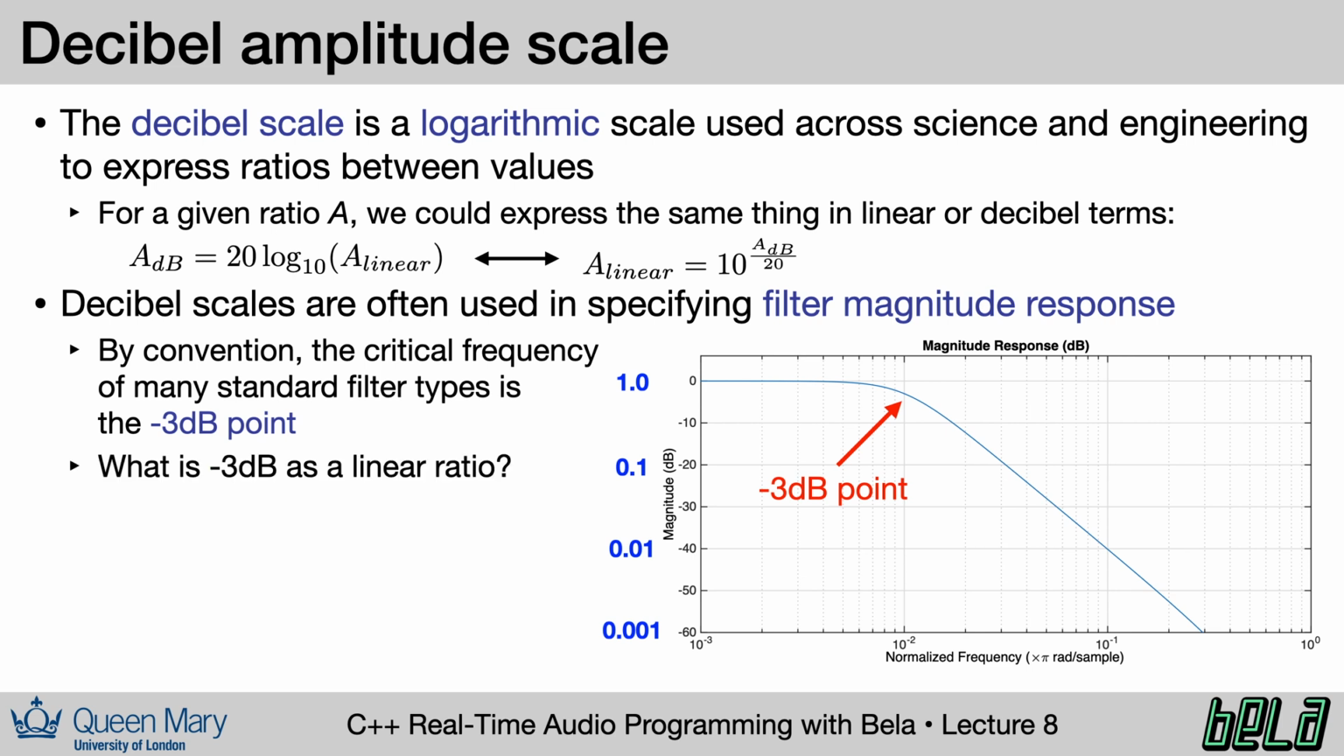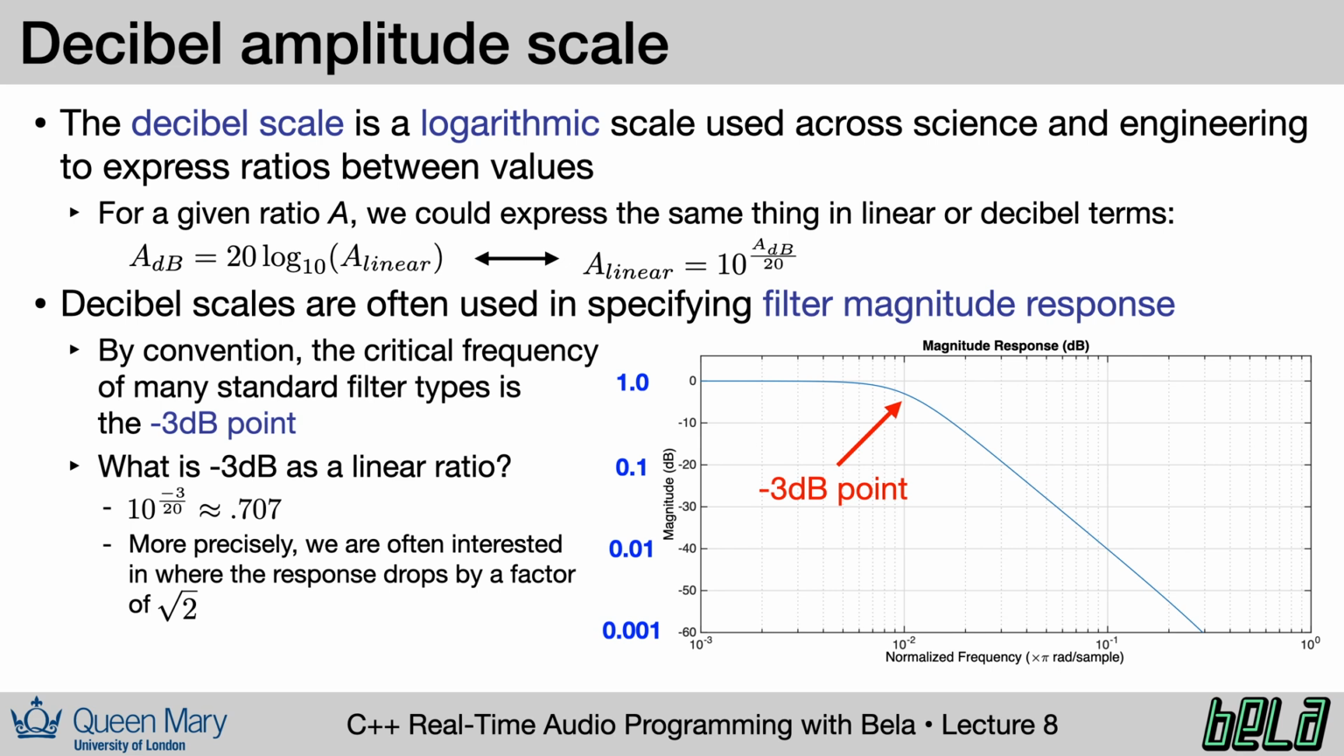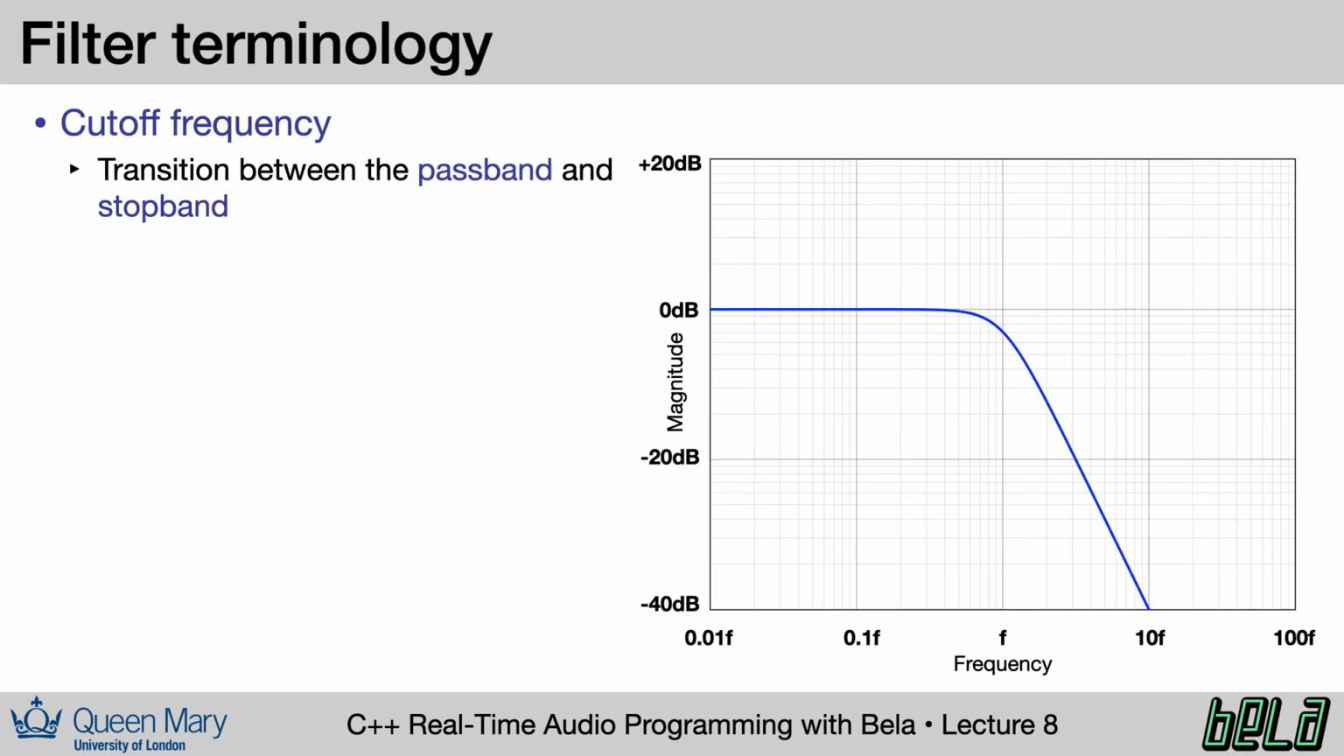Given the formula above, how would we express -3 dB as a linear ratio? Well, we would take 10 to the power of -3 divided by 20. That computes out to about 0.707. More precisely, we're often interested in where the response of our filter drops by a factor of the square root of 2 compared to its passband. Okay, what do we mean by passband? Let's start with some terminology. This refers to the region of frequencies that the filter passes relatively unchanged. We can contrast this with the stop band, which is the region of frequencies that the filter largely blocks. The transition between the passband and the stop band is known as the cutoff frequency of the filter.